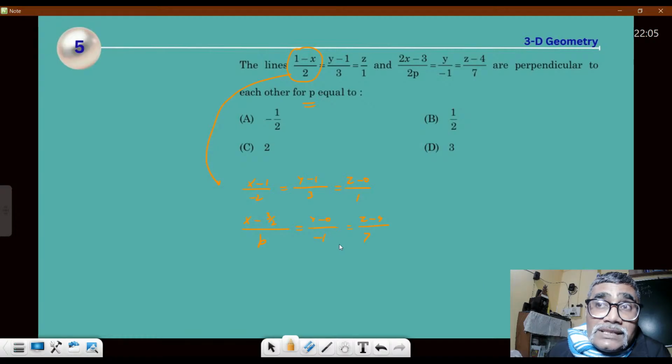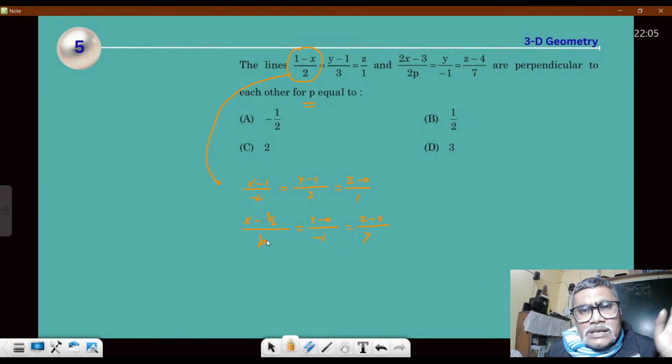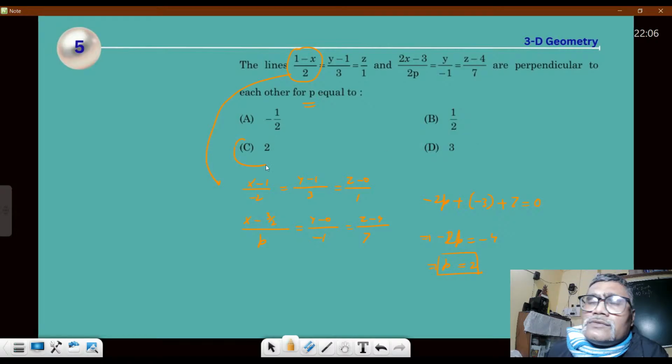Now, whenever these lines are perpendicular, what happens? You can remember, make it a habit: a dash plus b dash plus c dash equal to 0. So minus 2p plus this product, that is minus 3, plus this product, that is 7, is 0. So minus 2p is equal to, it will be plus 4. So minus 4. So what is p equal to? My handwriting is very bad, but still I think it will be understandable. p equal to 2. So your value is this.